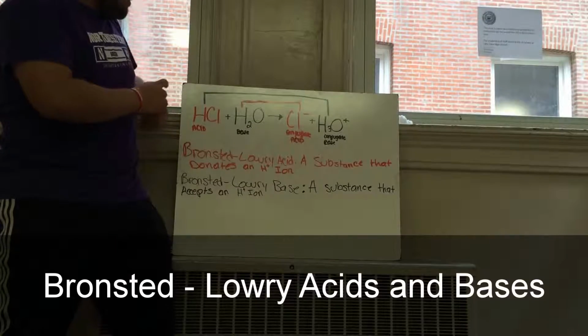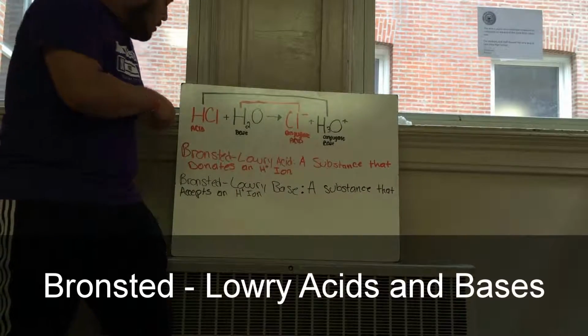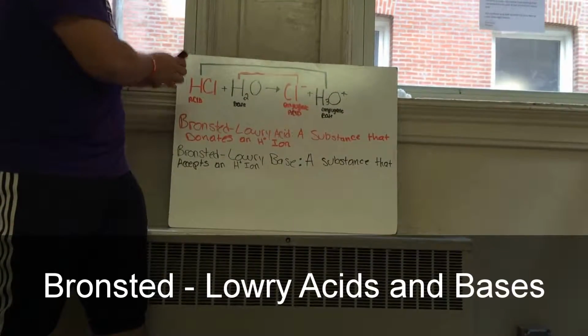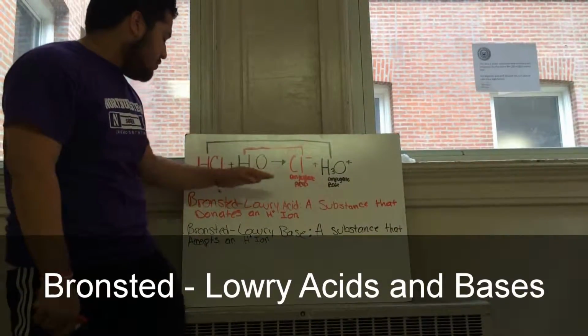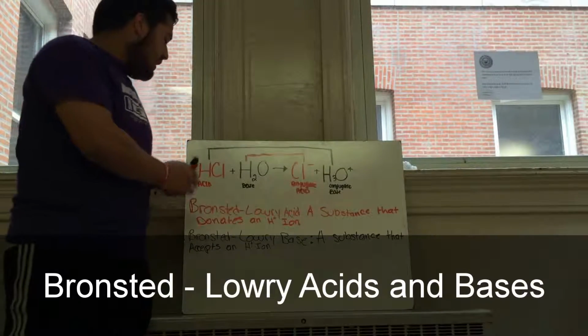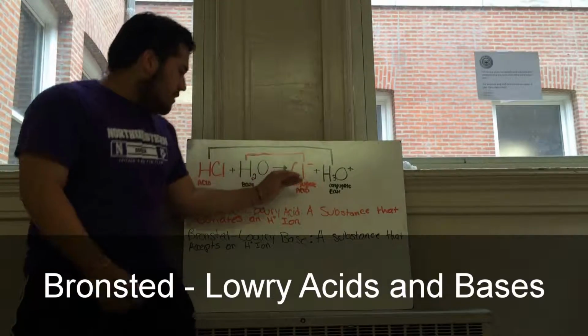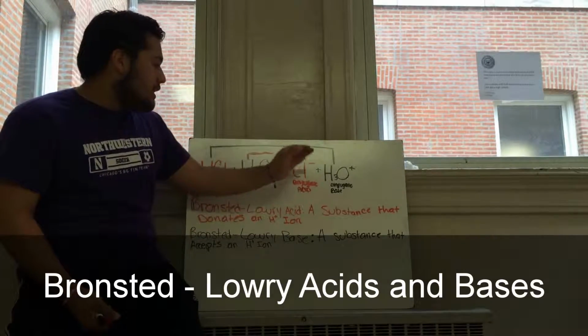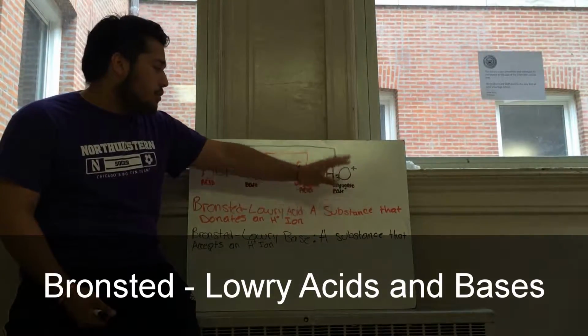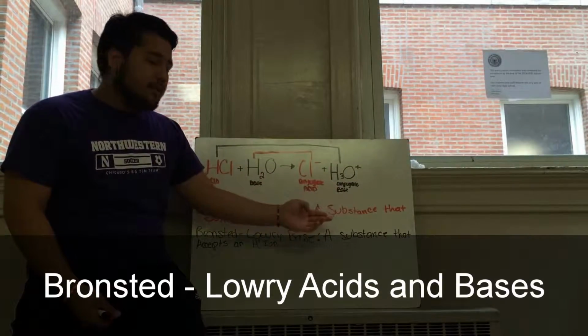So you can see hydrochloric acid is the acid here, and then there's H2O. Hydrochloric acid lost its H+. It's basically donating. It's the Bronsted-Lowry acid, so it's donating the H+ to H2O, which makes it into hydronium.